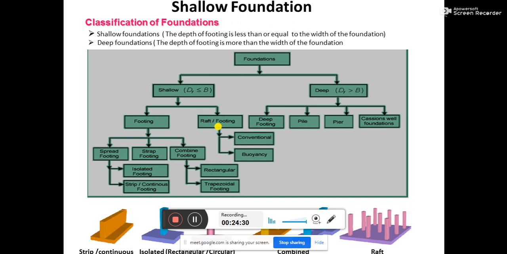So if you see the classification of foundations, foundations can be broadly classified under two categories. One is called shallow foundation and the other one is called deep foundation.